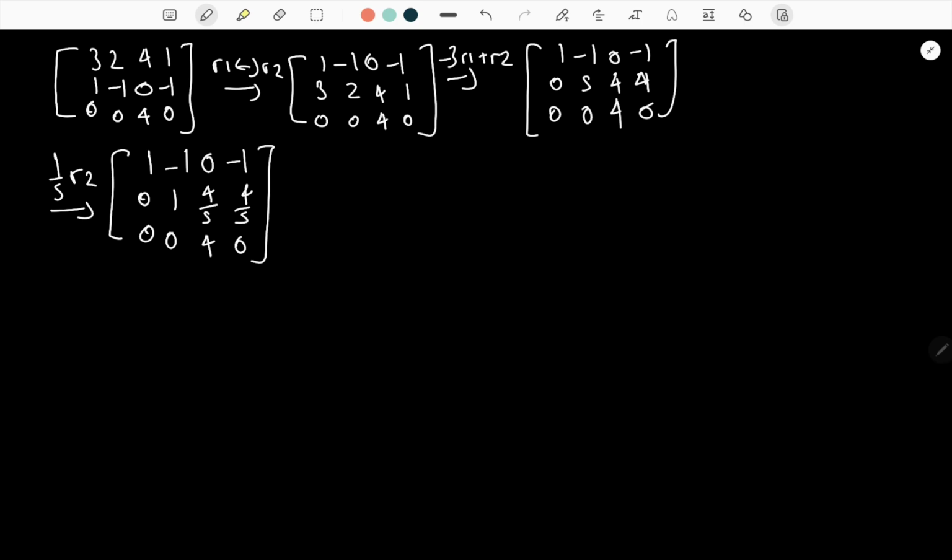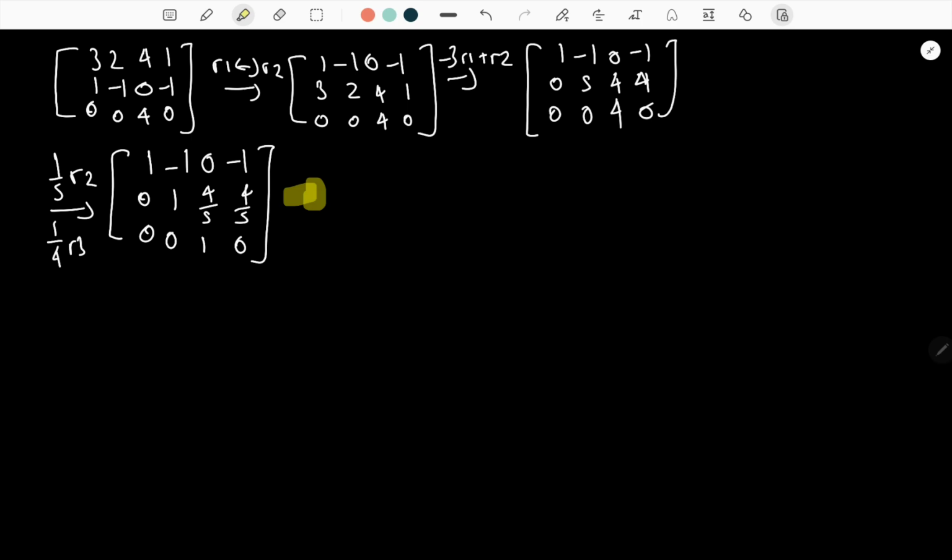Now one quick step we can do is 1 over 4 R3, which will convert this 4 into 1, make it simpler. Yeah. And next step will be to minus the ones above the pivot. So what I mean are these numbers, this number and this number, because there cannot be a number above the pivot and below the pivot for RREF. So to do that, it's very simple.